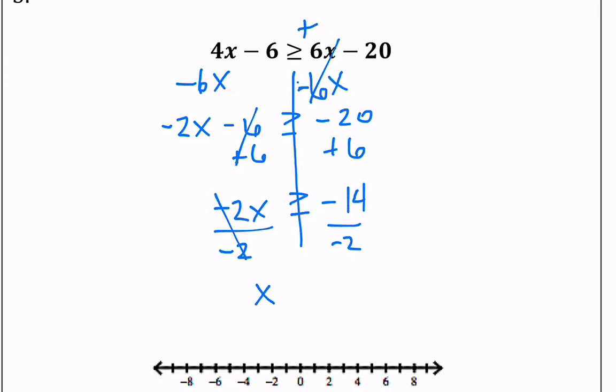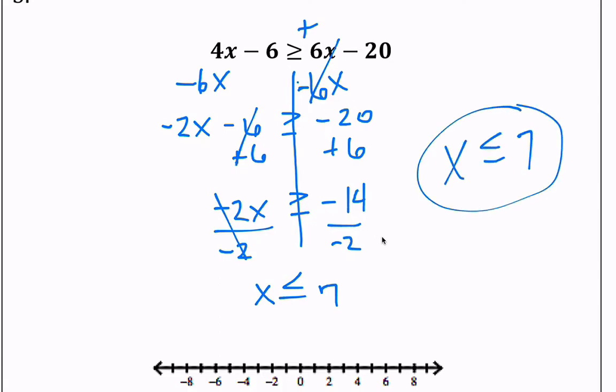Okay, let's talk about what we just did. We divided both sides by negative 2. So we divided both sides by a negative number. That is a reason to flip the sign. And then finally, negative 14 divided by a negative 2 is a positive 7. So that is my final answer. So we know the solutions, any number for x has to be less than or equal to 7.